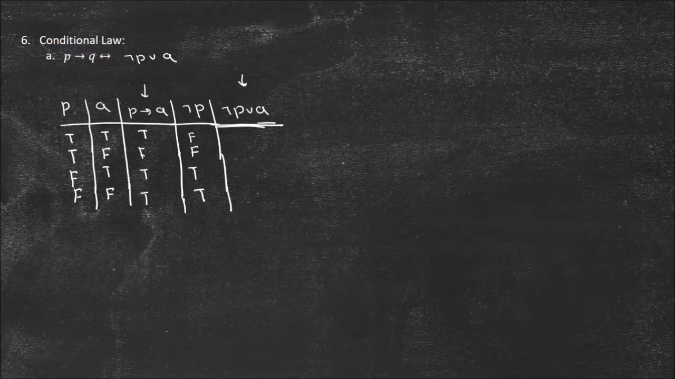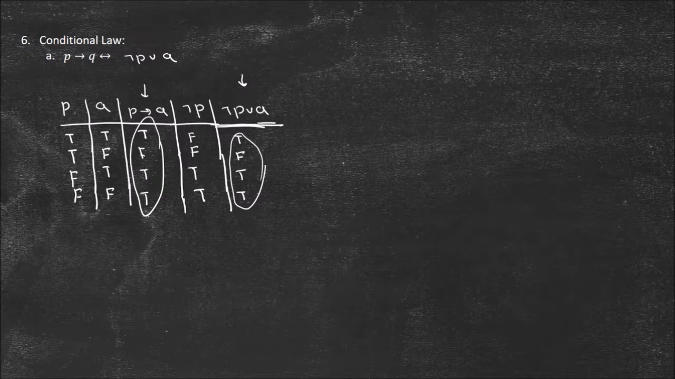Well, let's take a look. Not P is false, Q is true, so it's true there. Not P is false and Q is false, so we've got a false there. Not P is true, Q is true, good there. And we're good on the last one because not P is true. So notice that this one is equivalent to this. So they are logically equivalent. And that's the conditional law. And that's something that's going to help us a lot later on. So make sure you've got that memorized.